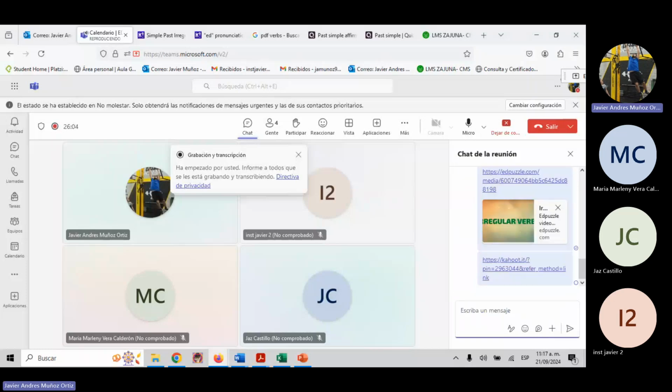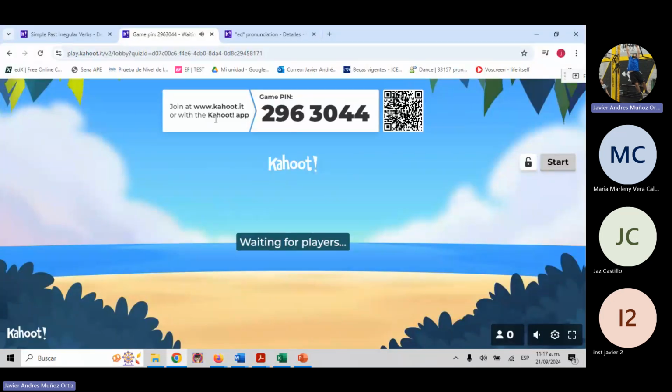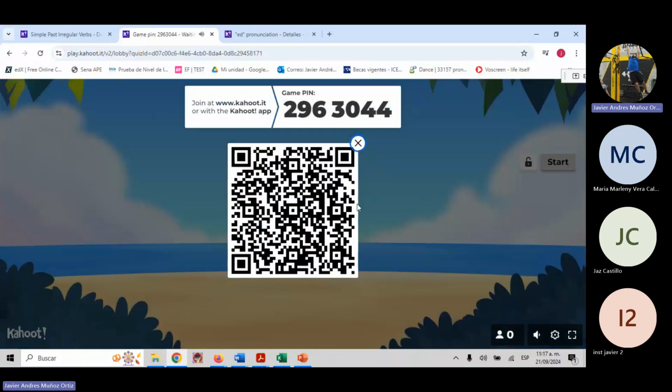So we're going to play this game. To open this game, you just have to click in the link. This is the first option. The first option is open this link, kahoot.it, and type this number. And the third option is to scan this QR code. These three options are available for you to join the game.